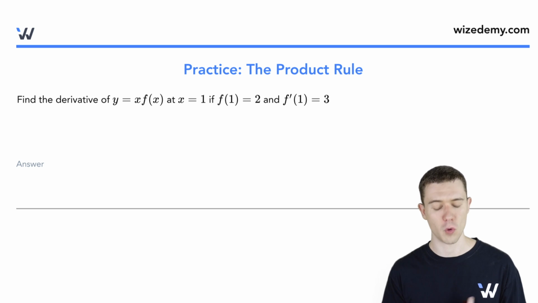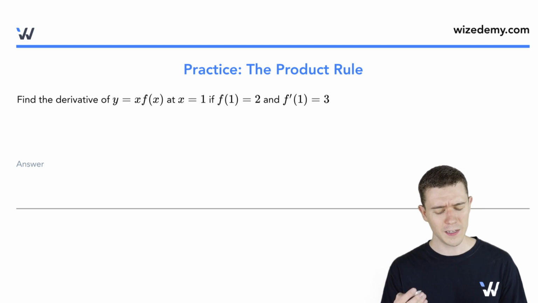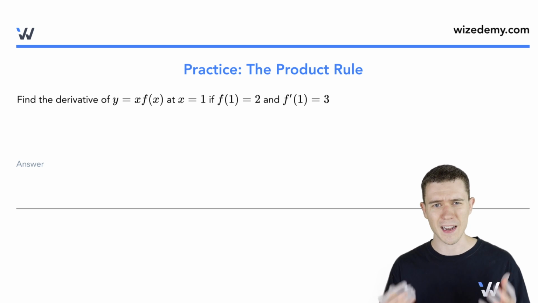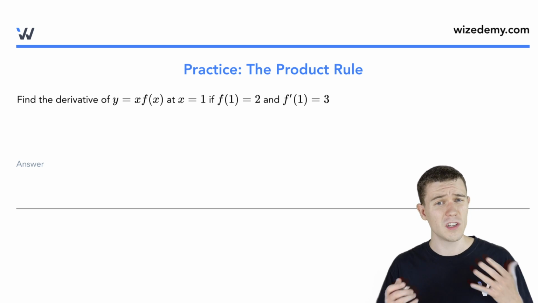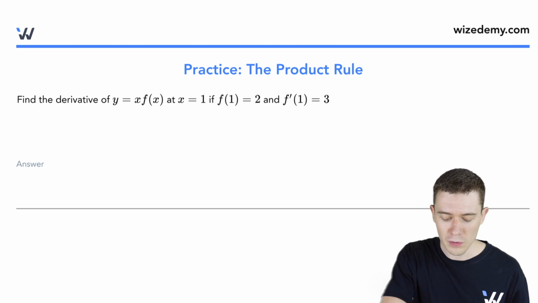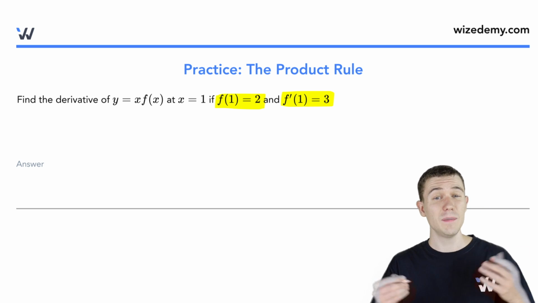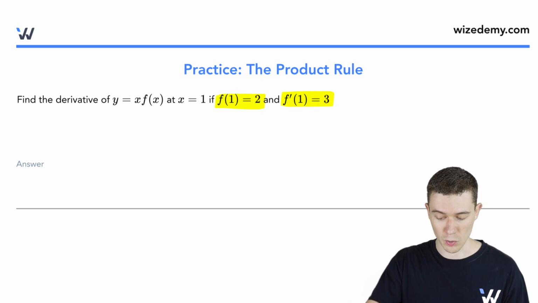Here we have an interesting question. We'd like to find the derivative of this function defined to be x f of x at x equals 1. So we don't actually know what the f of x function is, but we do know what f is at 1 and what f prime is at 1. And that's going to be all we need to answer this question.